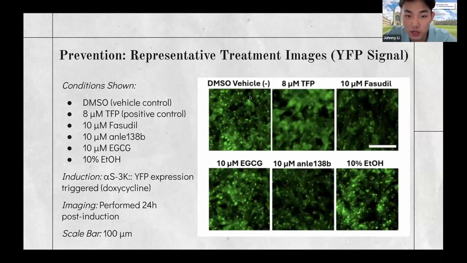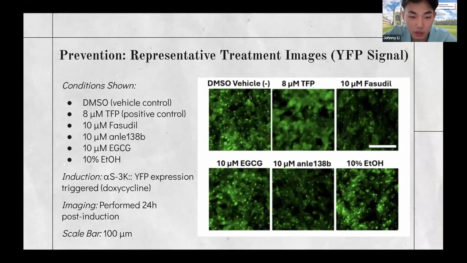So here you can see the representative YFP fluorescence images from the prevention assay. These images visualize the extent of alpha-synuclein inclusion formation under various treatments. So as you can see, there's a DMSO vehicle control. There's the 8 micromolar trifluoperazine, Fasudil, Anle138b, EGCG, and ethanol.